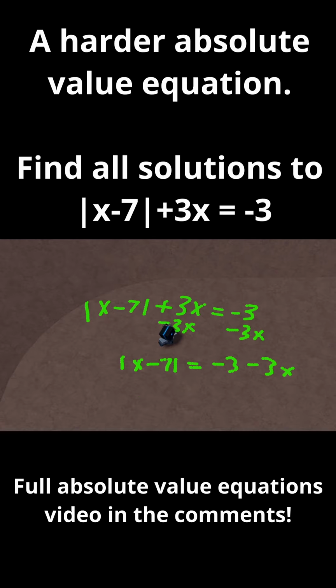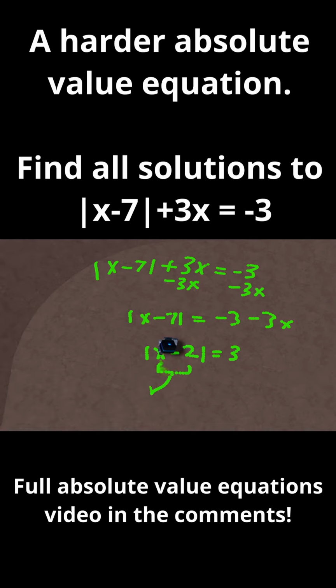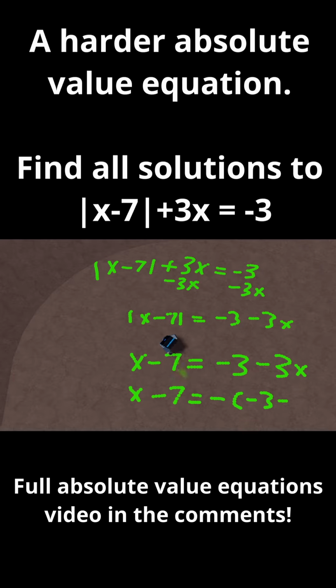Well, remember, if I had something like the absolute value of x minus 2 is equal to 3, what I could do is say this whole thing is equal to the positive version of the number or the negative version of that number. Well, remember, minus 3 minus 3x at the end of the day is just a number. So what I can do is set it equal to the positive version of this or the negative version of that. In other words, I'm going to set up two equations. Let's say x minus 7 is equal to the positive version of that, which means I just keep it as it is. Or I can make the whole thing negative, and that'll give me a new equation.